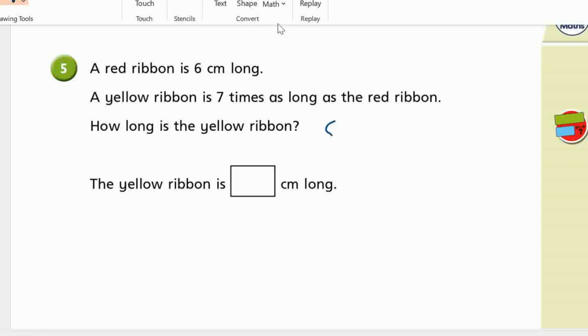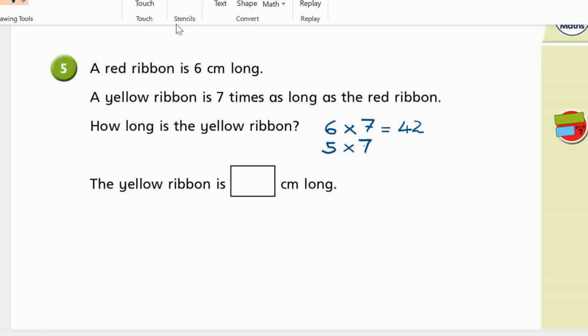Right. Here. And what is the answer? Do you know? Yeah, 42. Okay. Do you know your 5 times table better than your 6? If you do, you can work it out that way. The 5 times table is a bit easier.